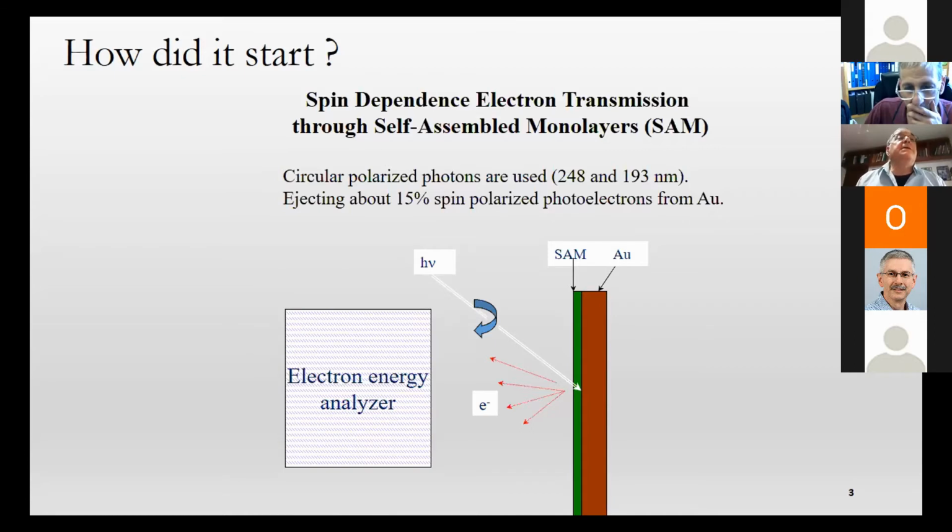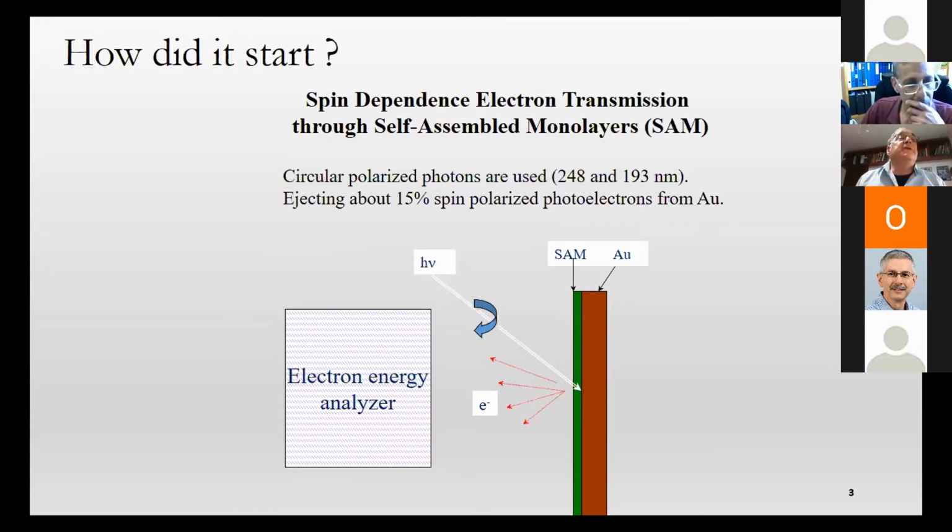So the experiment we constructed is based on having a gold substrate on which we adsorb a self-assembled monolayer of chiral molecules, namely the molecules are well organized on the surface. And now we come with circularly polarized light, typically with energy of between 3 and 4 electron volts. And the idea is to try to eject spin polarized electrons. It's known that when you eject photoelectrons from gold, one can get spin polarized electrons if we use circularly polarized light. So the spin polarization of the photoelectrons ejected from gold is about 15 to 20%.